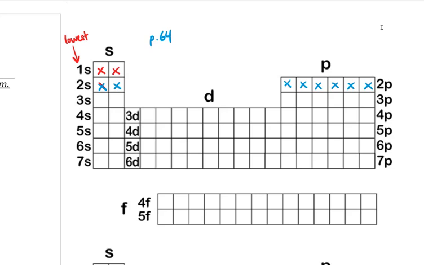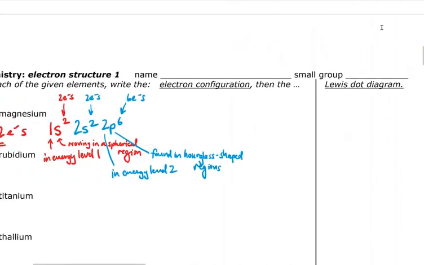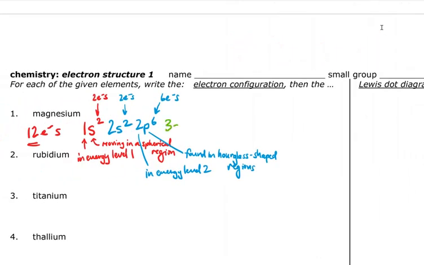So the next thing I would do is go down here to this next third row, and I would block in those 2, and that would take care of it. And that would end all my electrons. So that's 12 X's that I've made now, so that's 12 electrons. And there are 2 of them in the 3s. So I've got 3s2. And again, that's 2 electrons found in a sphere-shaped region in energy level 3.